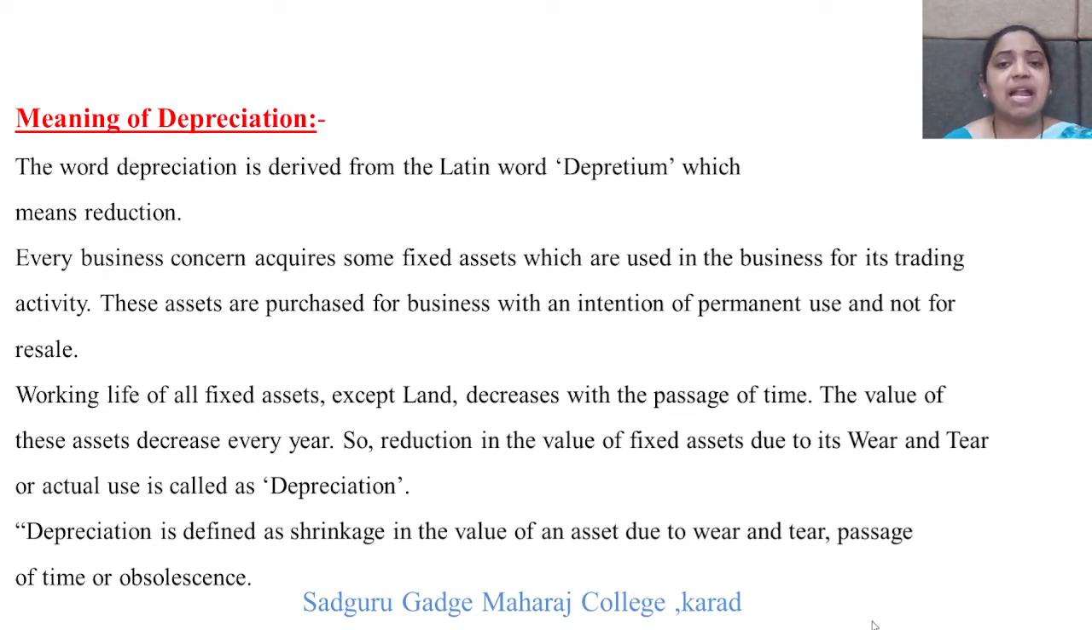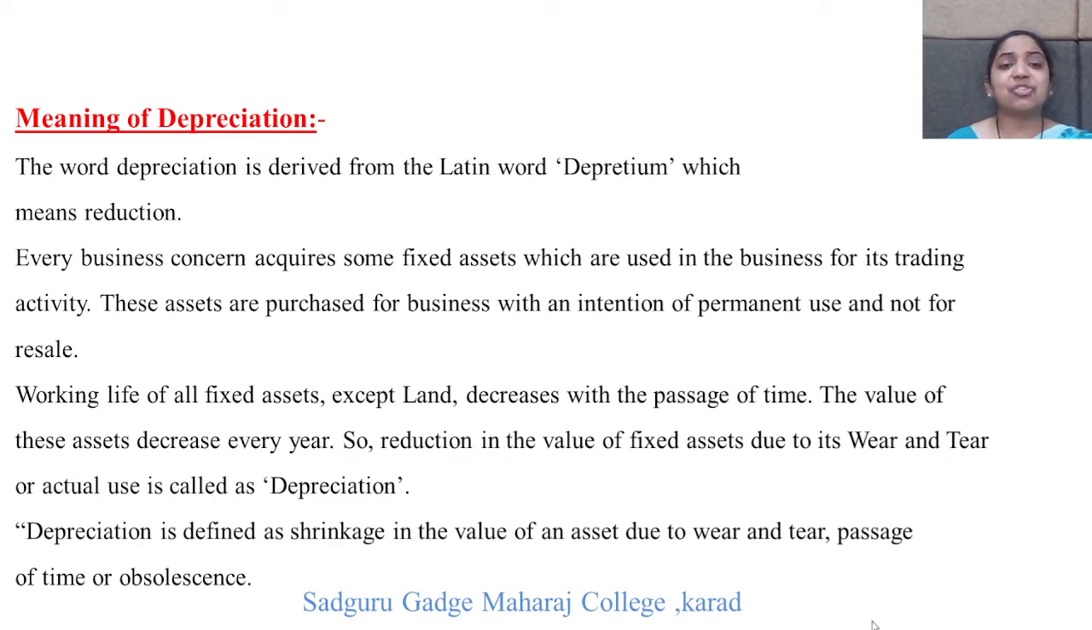So, reduction in the value of a fixed asset due to its wear and tear or actual use is known as depreciation. So remember, whatever assets we use, with the exception of land, when we purchase it and when we use it year by year, at that time the value of that asset decreases every year. So this reduction, which is there in the value of a fixed asset due to its wear and tear, that means what you use, wear and tear means you are using, so due to its wear and tear or actual use is called depreciation.